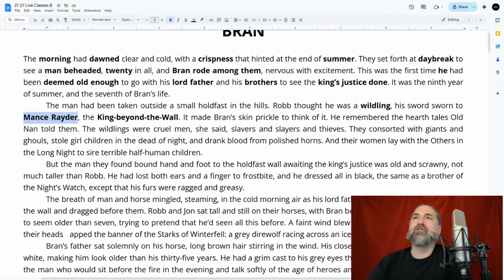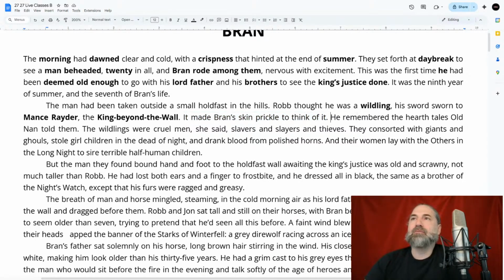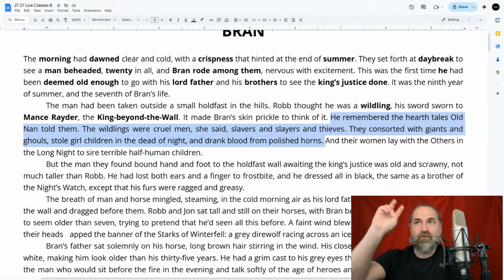It's slow information. But more importantly, Bran's skin prickled to think of it, right? Because Bran is the one thinking of Robb's position on this. So this is suggesting that Robb thought these words, and Bran is the one who perceives it because it's his POV. Now we are back into Bran's focus. So this is in his position.